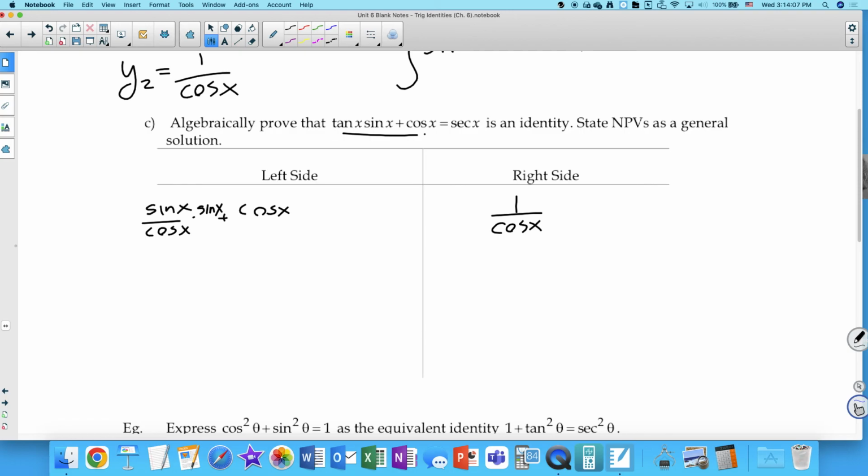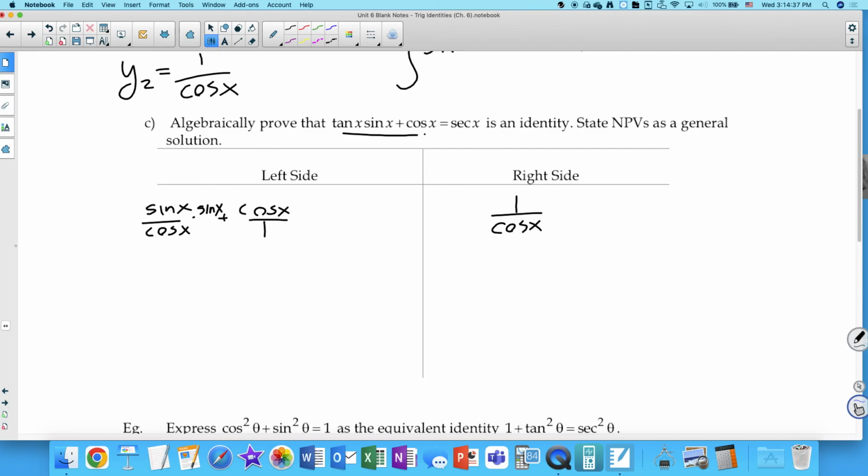So first, okay, let's start with this. Would you continue to work on the left side, or would you continue to work on the right side? Left, because it's more complicated. Okay. So I see some sort of sum there. So I would work on that sum. What's the denominator here? Yeah. So let's get a common denominator and see where that takes us. Okay. What is the common denominator between these two?